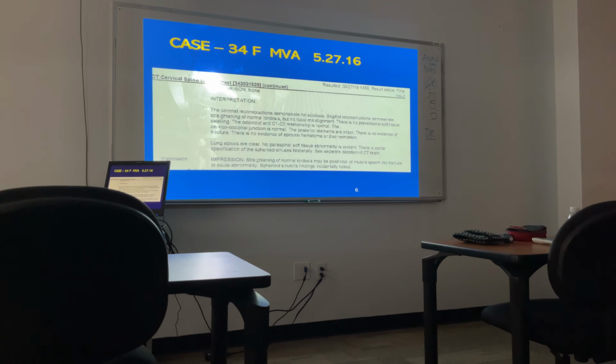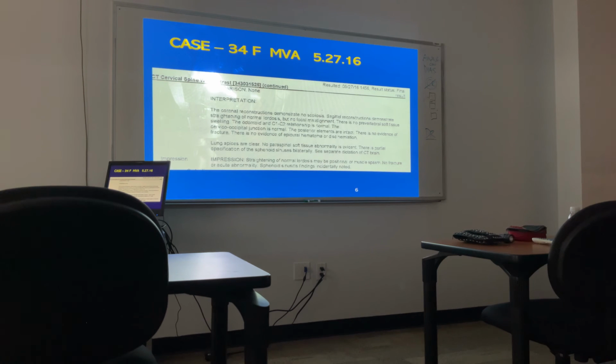Straightening of normal lordosis may be positional or muscle spasm, no fracture or acute abnormality, sphenoid sinusitis, findings incidentally noted. Okay, so this is the key. This was a young lady, and she was at a stop sign on some dark road in North Carolina, hit from behind by somebody going 50 miles an hour. She went to a regional center.